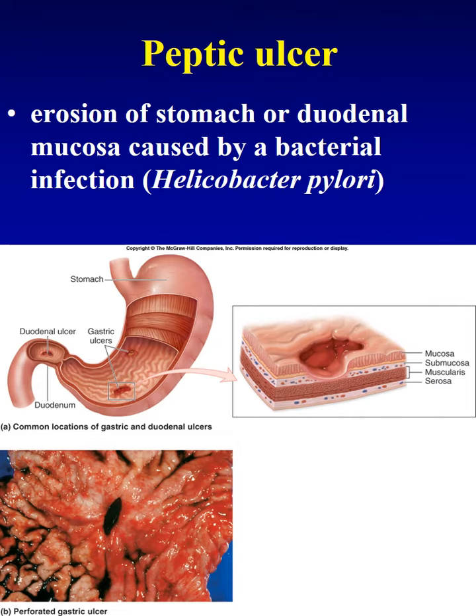H. pylori resides in the stomach and produces enzymes that break down the components in the gastric mucus, and it weakens its protective effects. And so over time, it destroys the leukocytes as well, causing the erosion within the gastric lining.